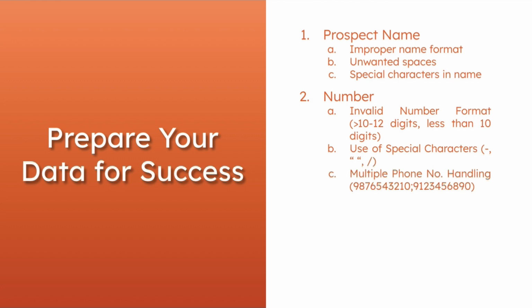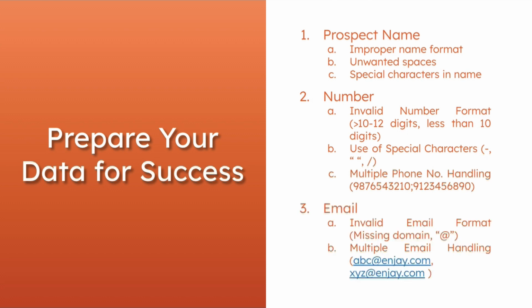Multiple numbers. If a prospect has multiple numbers, you can add a comma and separate their numbers before uploading it into the Samvad. Invalid email formats. There are some emails which have the @ symbol missing, or are missing domains. We can correct that. There are some prospects who have multiple email addresses. You can comma separate them for the multiple email addresses.